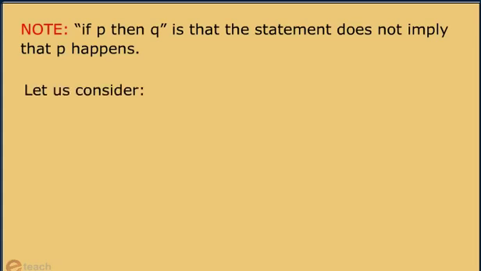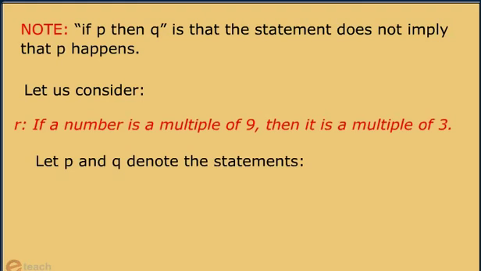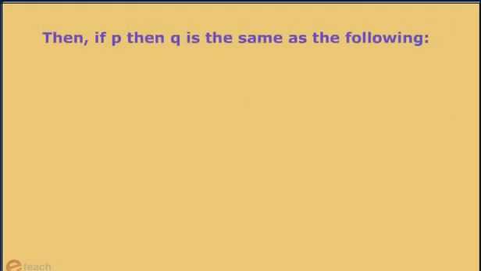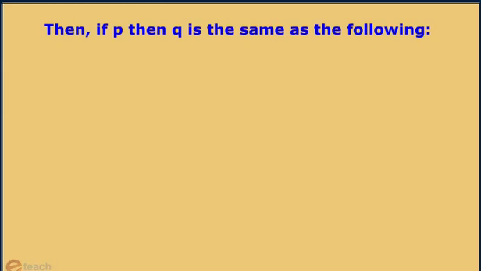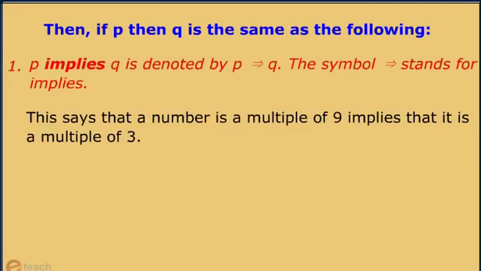Let us consider R: If a number is a multiple of 9, then it is a multiple of 3. "If P then Q" is the same as the following: P implies Q, denoted by P ⇒ Q. The symbol ⇒ stands for implies. This says that a number is a multiple of 9 implies that it is a multiple of 3.